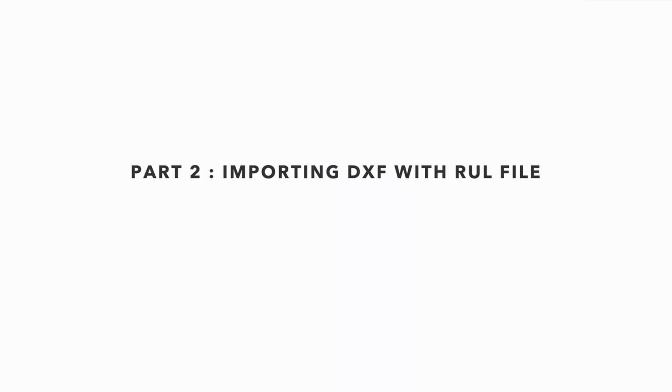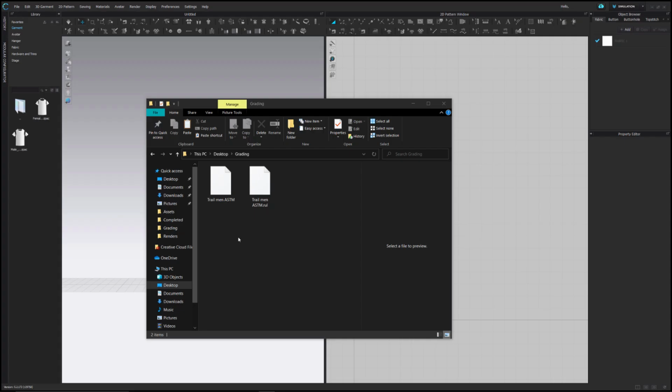Now let's see how we can work on graded patterns which were developed in other CAD solutions. I have a DXF and its rule file ready in a folder. A rule file contains all the grading information and you will be able to export it out along with the DXF from other CAD softwares. Always make sure that they are in the same folder and they also have the same file names.